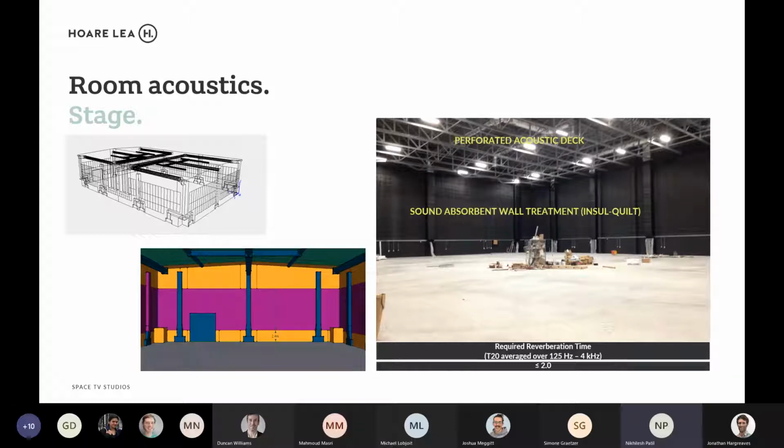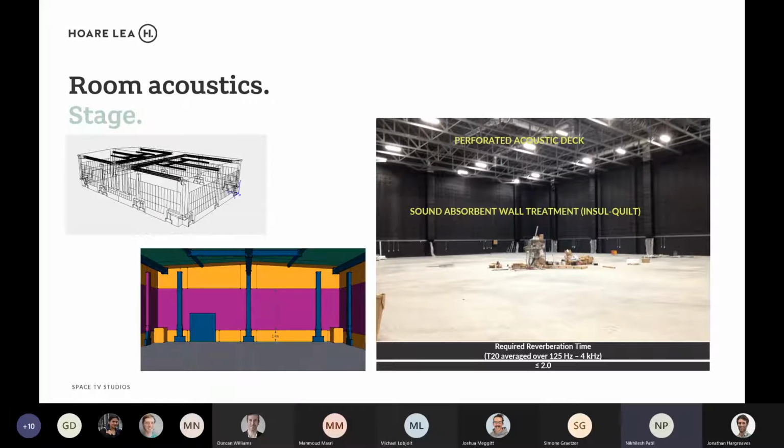And to do this, there were special tests done with different absorption materials in situ on the superstructure by our acousticians, and based on that, we selected what material should go on the walls as an acoustic absorber to meet the reverberation time requirements. As you can see, the wall was then treated with this product, Insulquilt, and we also had a perforated acoustic deck, which could help the acoustics.